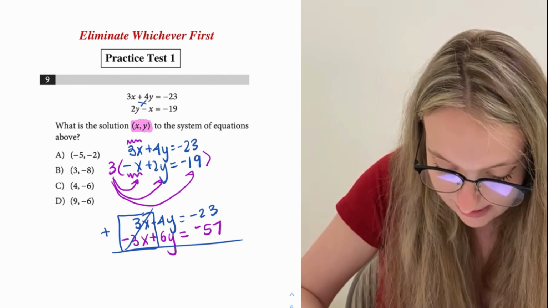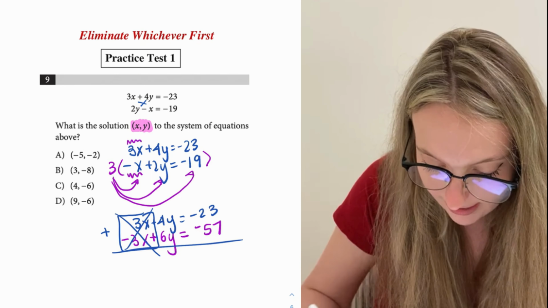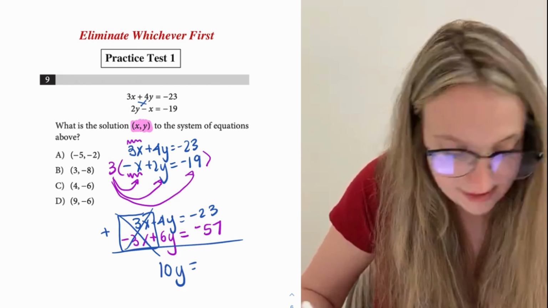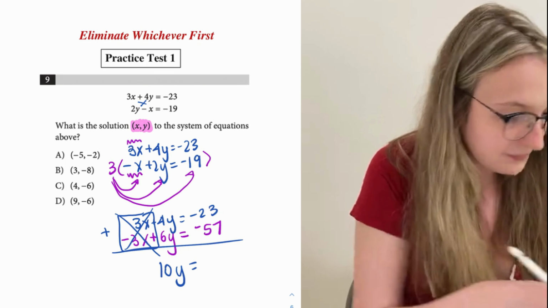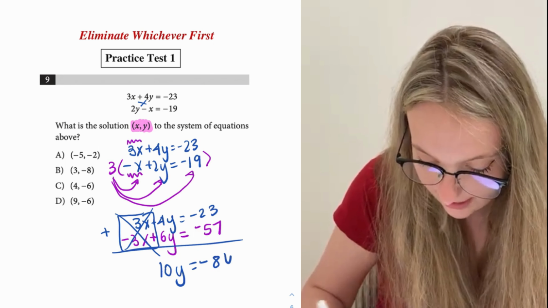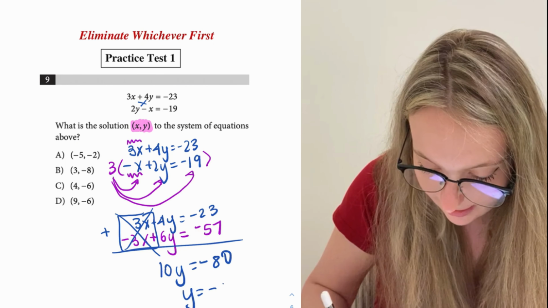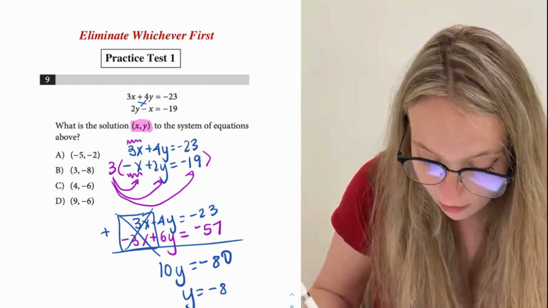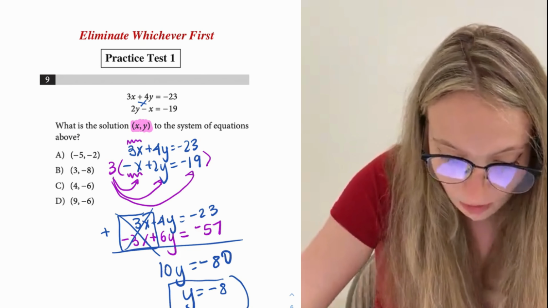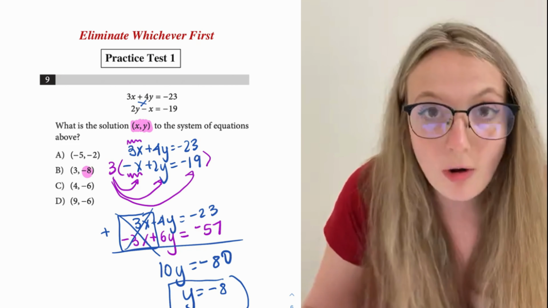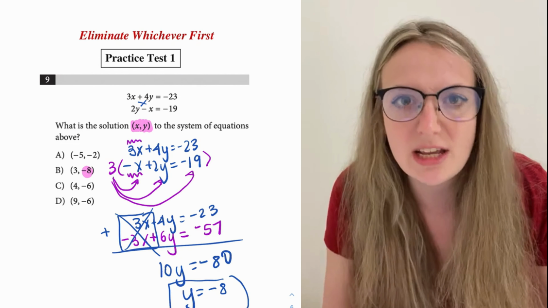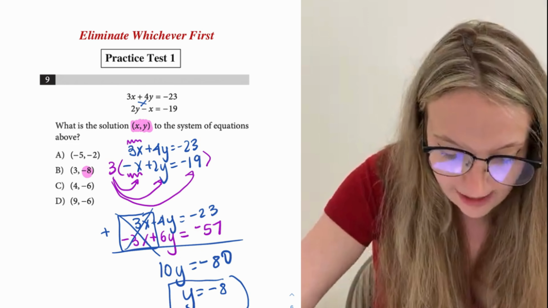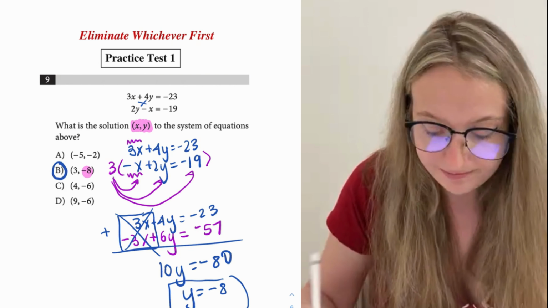So the 3x will cancel out with the -3x. This becomes 10y is equal to, let's see, -80. So then y is equal to -8. Well, luckily, they were nice enough here to just make one of the choices have a -8 for y, so we didn't actually need to solve for x, but many times they'll be annoying and make you solve for both. So we know then the answer needs to be choice B.